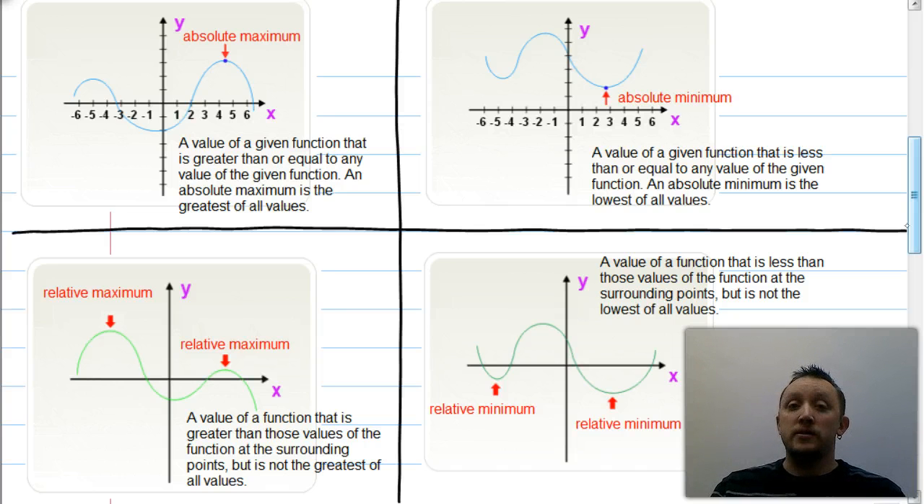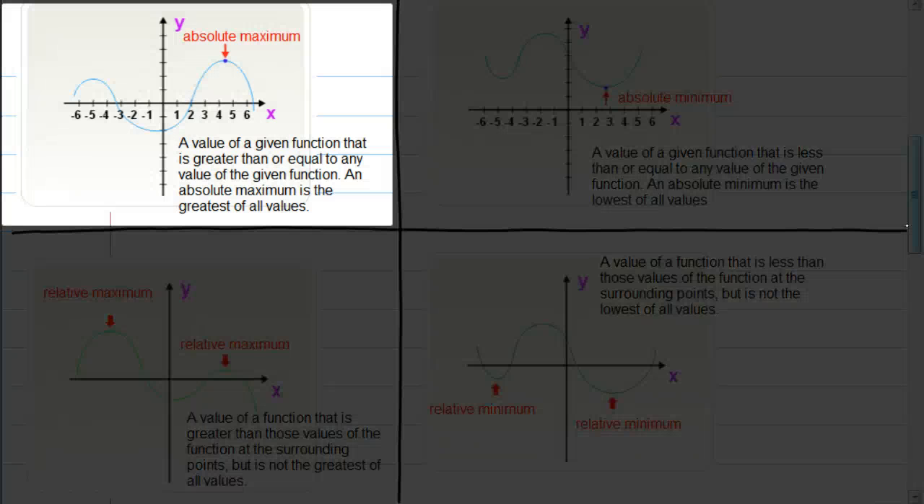Wow, that's a lot of stuff. You want to make sure you get your notes and you take good notes here. So let's start by looking over there at the absolute maximum. The textbook definition is it's a value of a given function that is greater than or equal to any other value of the given function. In other words, an absolute maximum is the greatest of all the values.